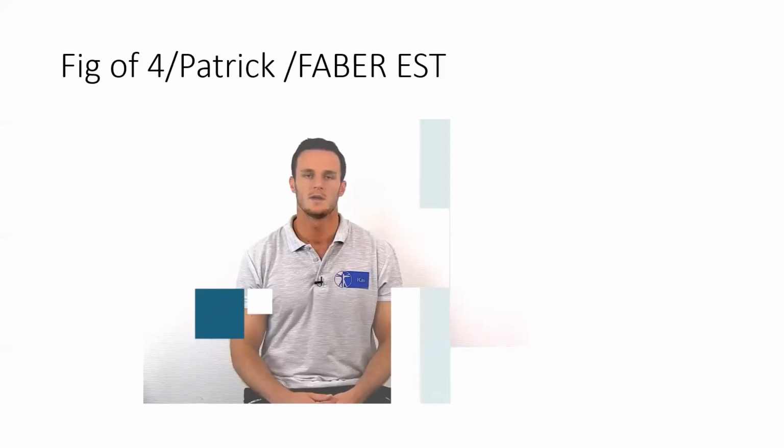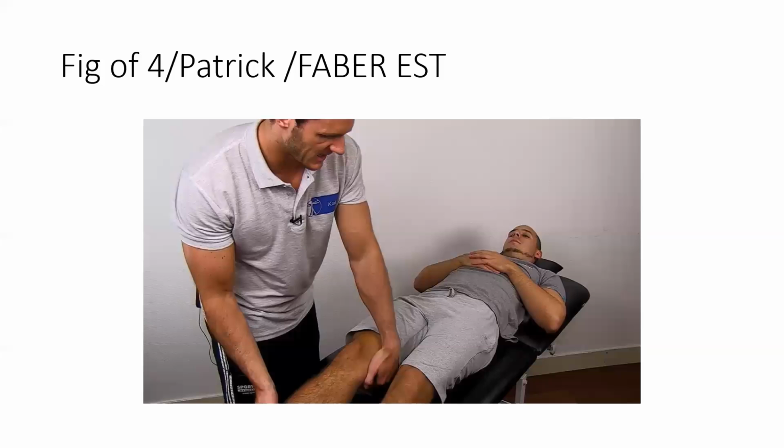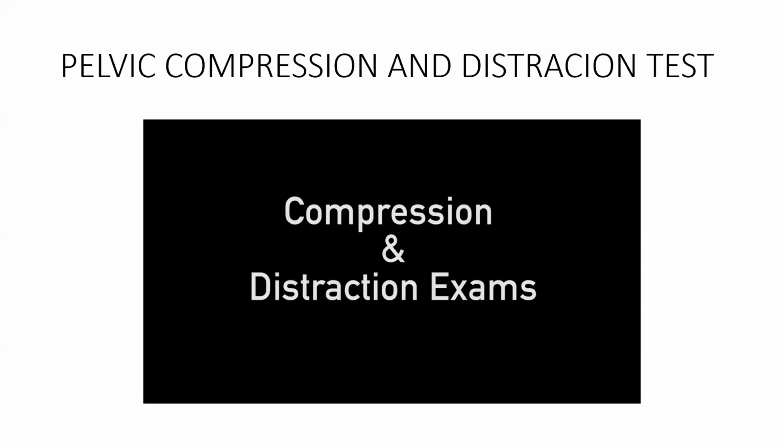The other tests are compression and distraction. So you compress both of the ilium bones. Okay. You see whether there is SI joint का opening हो रहा है कि नहीं, and then you distract both ilium bones. Okay. I will show you.